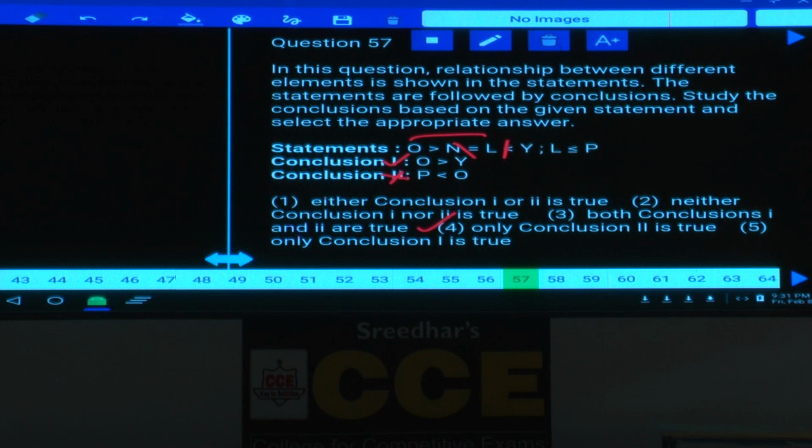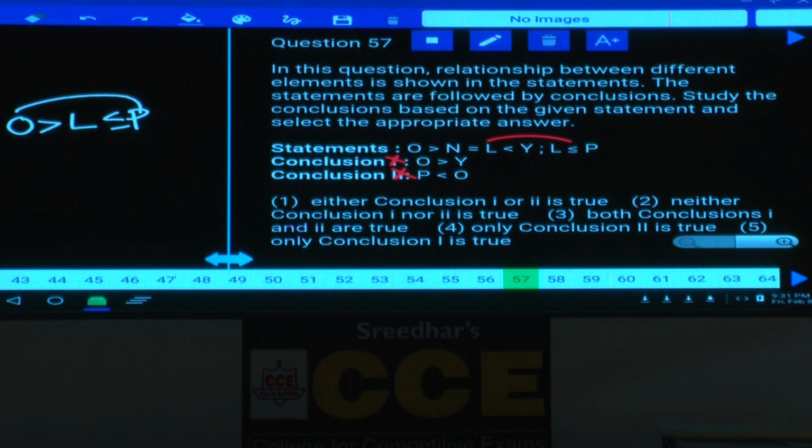Then 57, O and Y. Now, between O and Y, there is 1 greater than and 1 lesser than, 2 opposite symbols, this is false. And the next one, P and O. Now, the relation between P and O, tell me which letter is common here? L is common. Now between O and L, O greater than L, L lesser than or equals to P. Between O and P there is one greater than and one lesser than, two opposite symbols. Hence no relation can be drawn. Hence it is neither 1 nor 2. None of the given conclusions follow. Choice 2 is the answer.